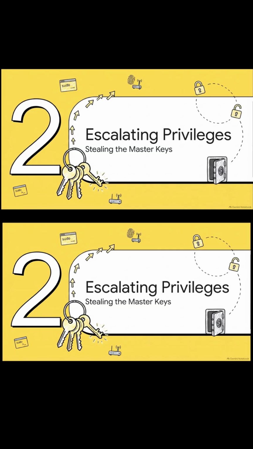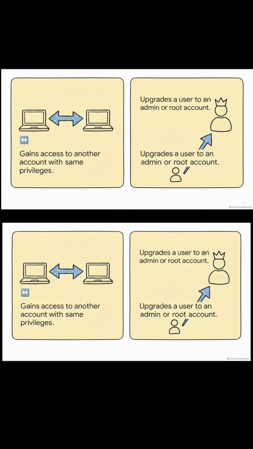Moving right along to Phase 2, escalating privileges. This is where we steal the master keys. So you've broken in, right? But you're just a regular user. Honestly, you can't do that much damage yet. You need to find the digital equivalent of the janitor's closet and swipe the master keys that unlock every single door in the building.